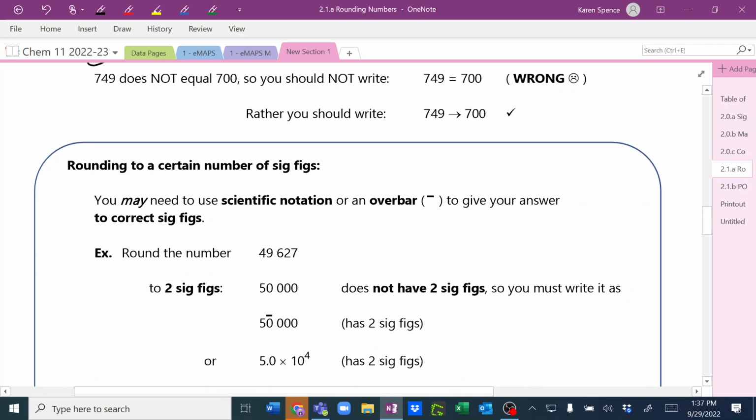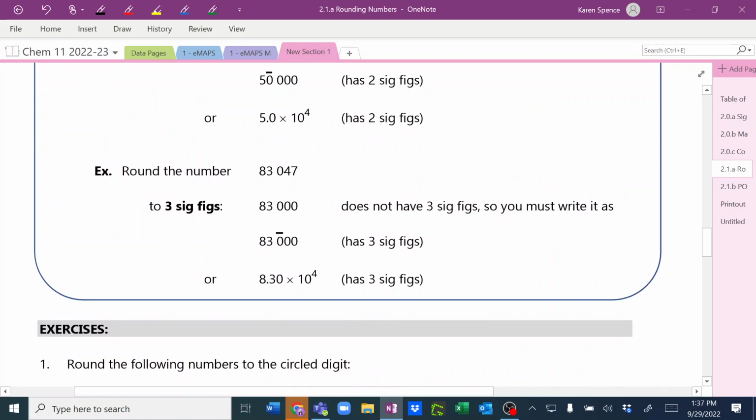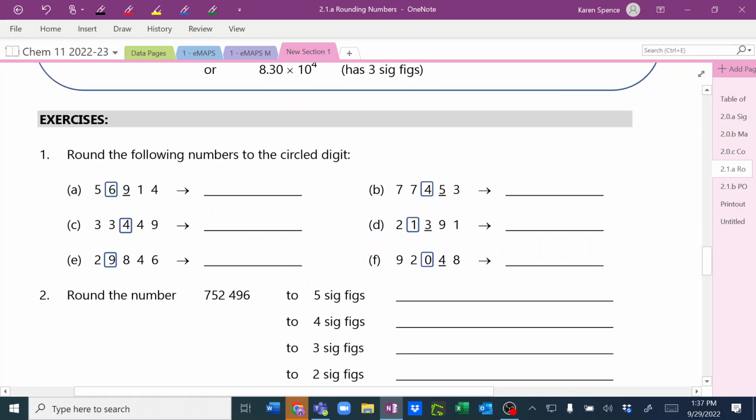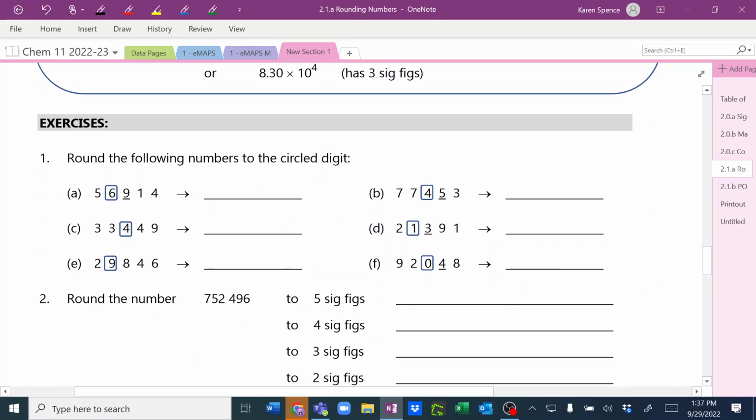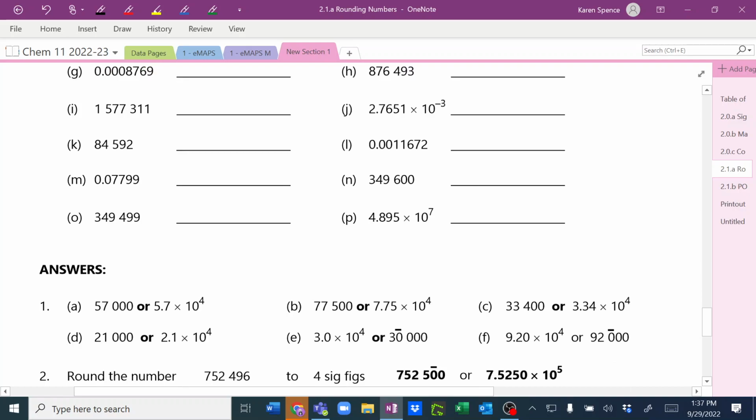Okay. You can use the overbar or you can use scientific notation, right? So all of this is coming back. Scientific notation. So here are some exercises which you could do for the rest of the class. If you finish early, you're just done. Okay? Sound good?